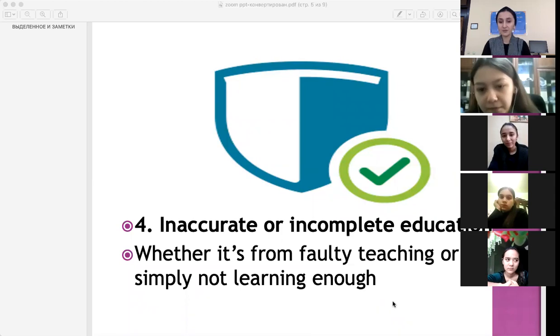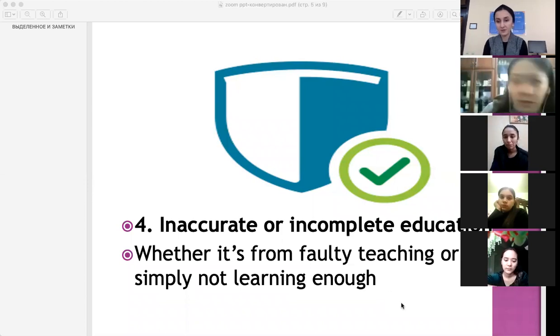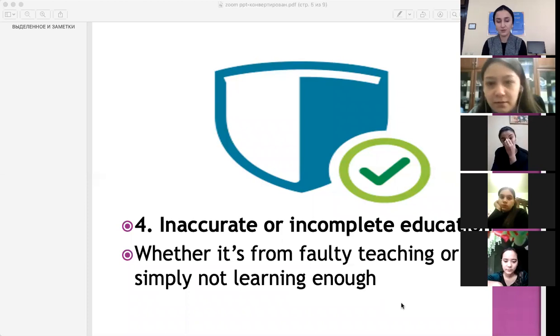Okay, incomplete education means that they started to learn something, I mean the language, so it doesn't matter. Maybe it's English, maybe it's French, German, yeah? So they left this language incomplete, I mean the learning process. So as a result, they do what? So help me. So as a result, they stop learning. So it's written here, so who will explain this statement, whether it's from faulty teaching or simply not learning enough? So have you ever come across the faulty teaching process?